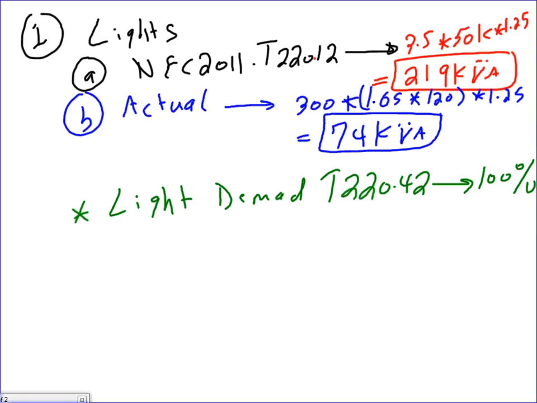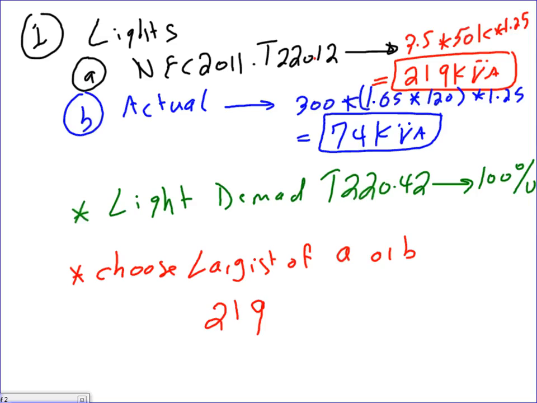Okay, so write this one just so you can remember. And the last thing, my friend, is choose the largest of A or B. Is that good English? Largest or larger? Okay, which one is larger for A or B? So the demand for this step would be what then? 219 kVA.